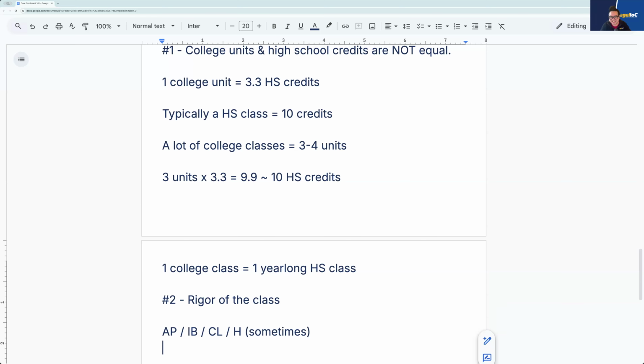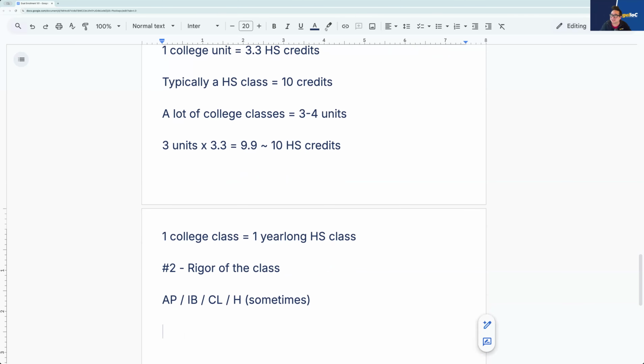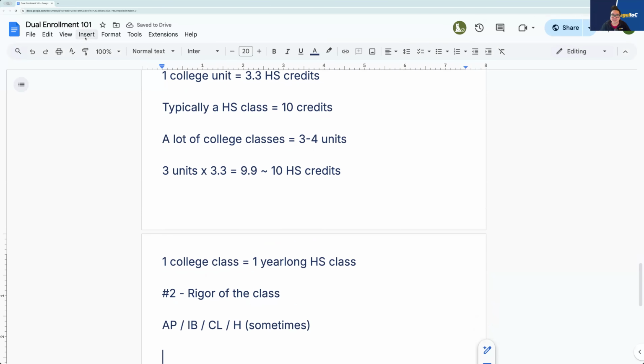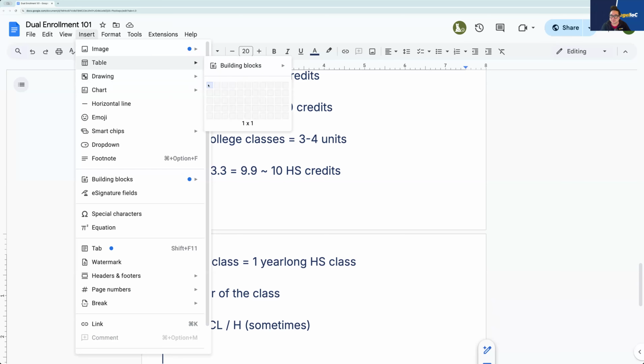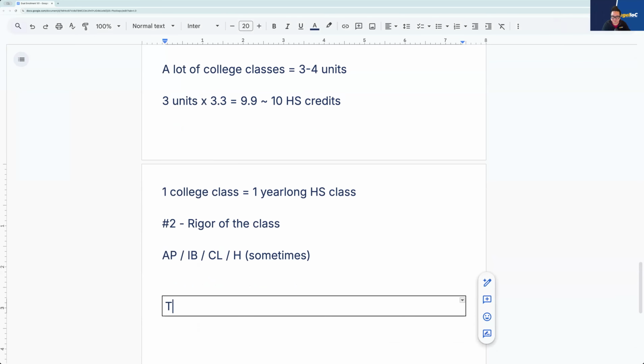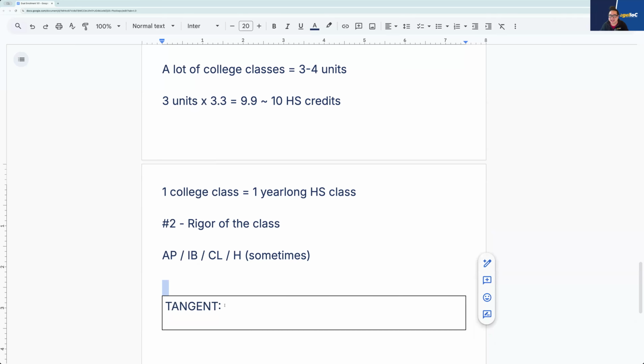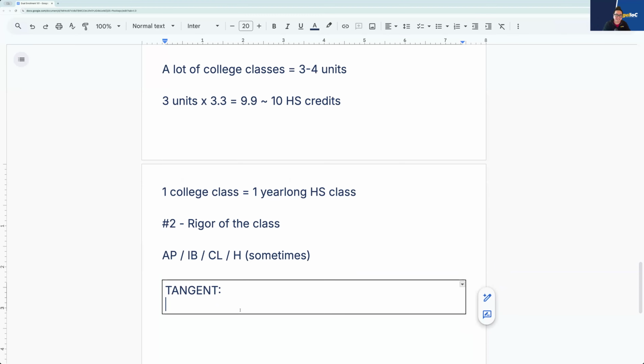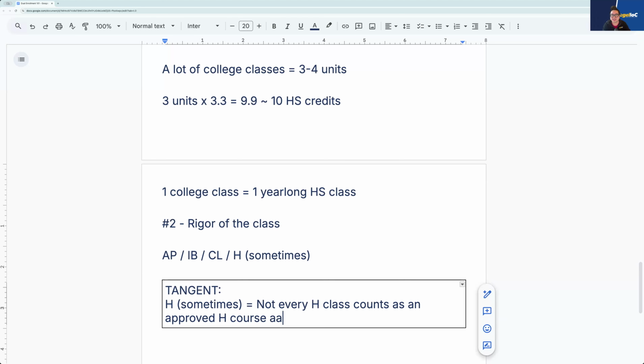And really quick little tangent, put a little box here so you guys know there's a little tangent, insert a little table here. Tangent real fast: why is it sometimes honors, right? Sometimes is because not every honors class counts as an approved honors course at the college level.